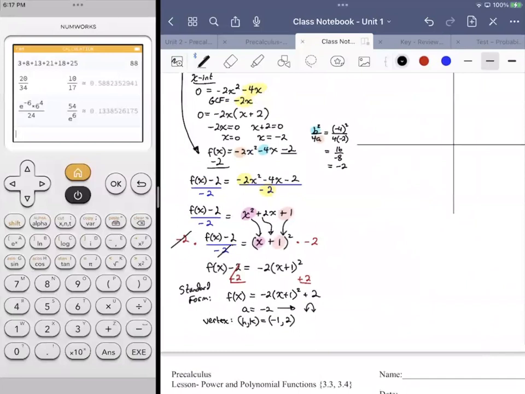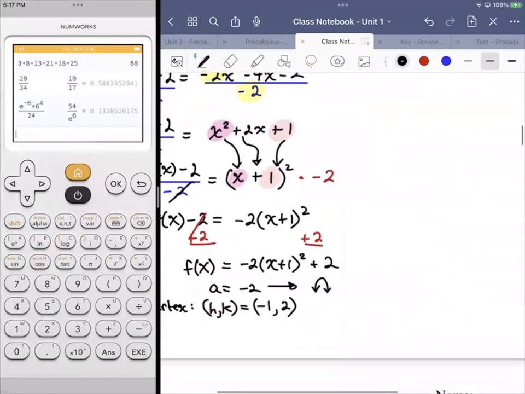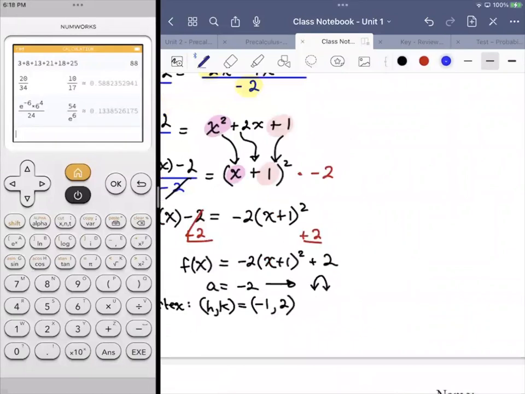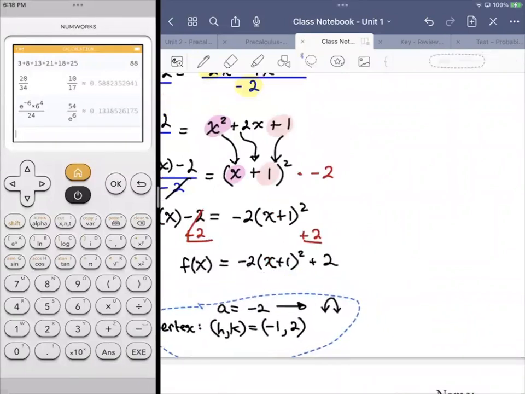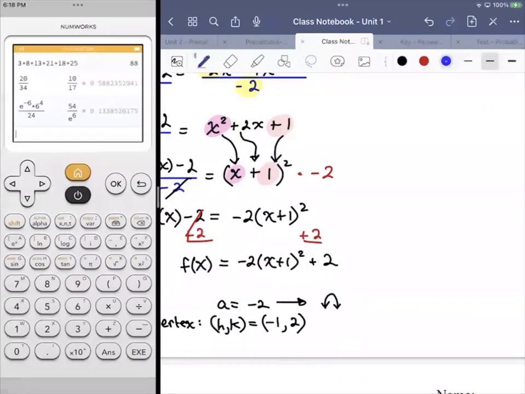Sorry, can you just explain how you got the h and k value? So the formula for the standard form is f of x is equal to a times the quantity x minus h squared, plus k. So what we're doing is we're grabbing these two.